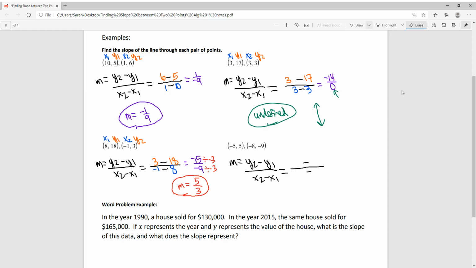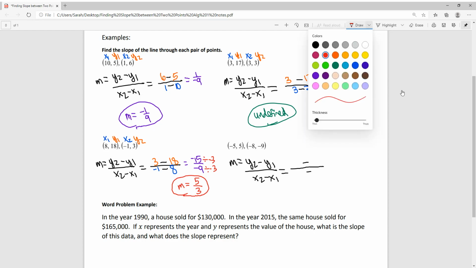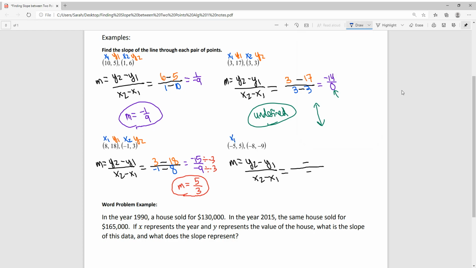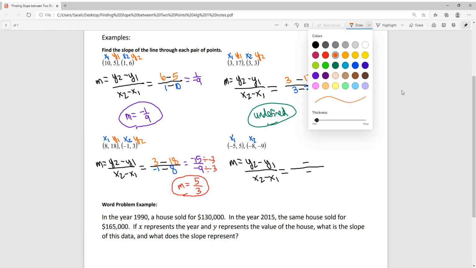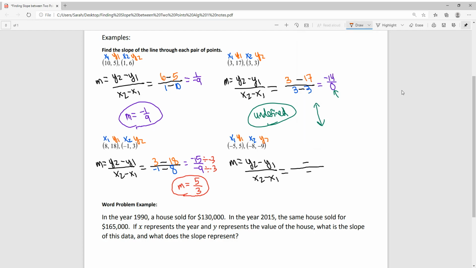All right, let's try one more of these and then we'll look at a word problem. So let's label our x's and y's. This is my first x coordinate. This is my second x coordinate. This is my first y coordinate. This is my second y coordinate. Let's put them in the formula.